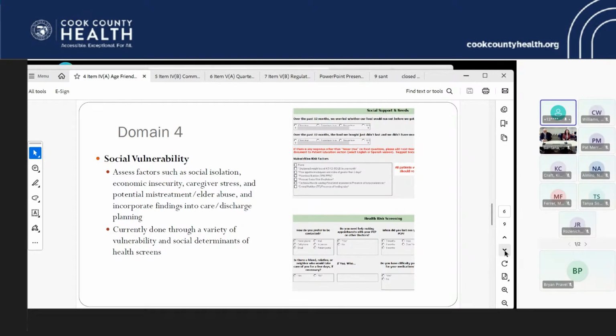Sorry, the one other point I meant to add is that this was initially started by the John A. Hartford Foundation and the Institute for Healthcare Improvement. So they've been the ones to drive this. But I think it's nearly 5,000 sites of care now that are deploying it.